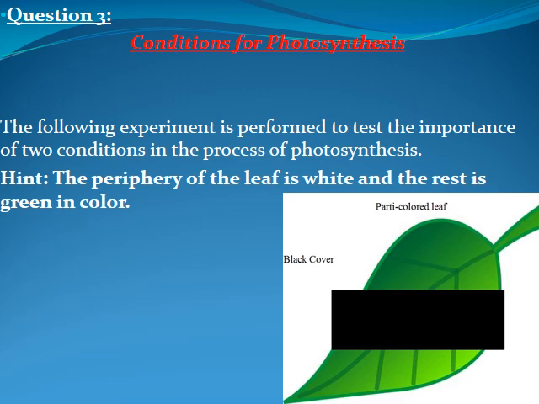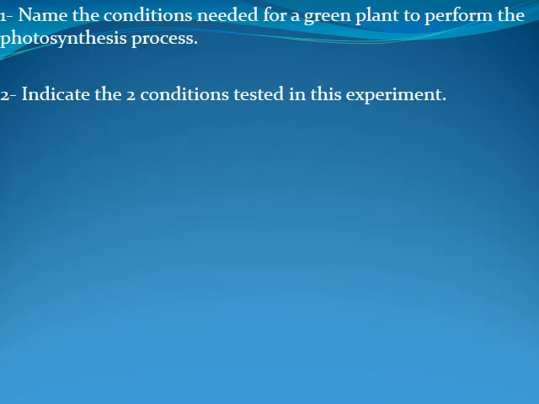Condition for the photosynthesis process. The following experiment is performed to study the importance of two conditions in the process of photosynthesis. We have a hint that the periphery of the leaf is white and the rest is green in color, and here we have a black cover that prevents the light from reaching this leaf. Name the conditions for a green plant to perform photosynthesis. It needs light for sure, it needs water, it needs minerals, it needs carbon dioxide. Indicate the two conditions. The conditions that are tested here are light and air.